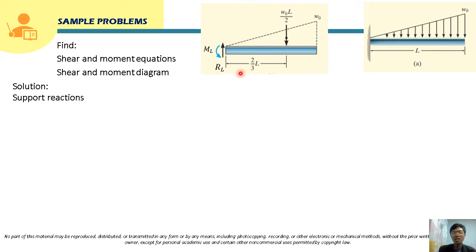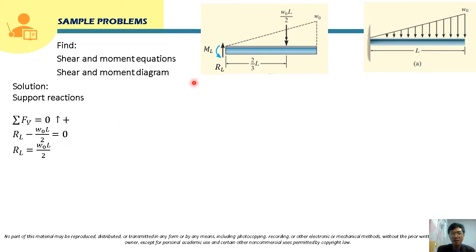Okay, so from here, class, we can now solve for the vertical reaction using summation of forces vertical. So summation of forces vertical is equal to 0, positive for upward forces. Okay, so R sub L, we assume it as upward, so this will be positive here. And then for this equivalent concentrated load, this is downward, so this will be negative W sub O L over 2. So this will be equal to 0. So we can directly solve for R sub L here. So R sub L, class, is equal to W sub O times L over 2.